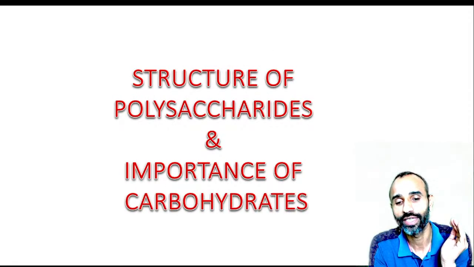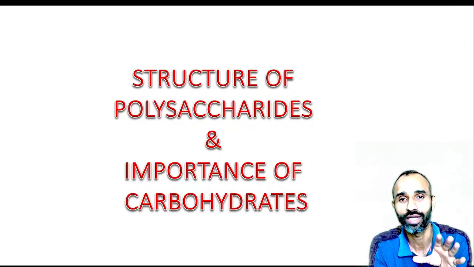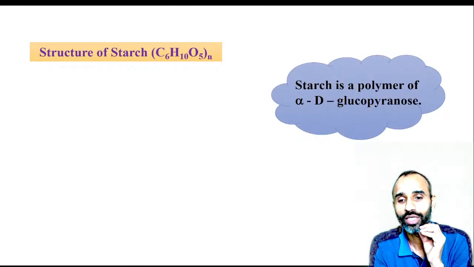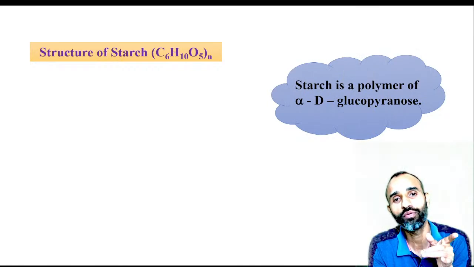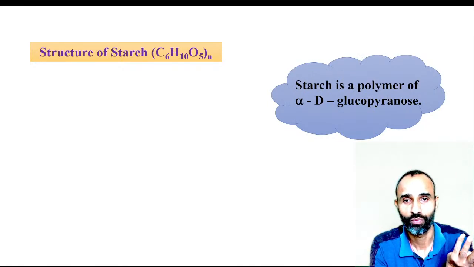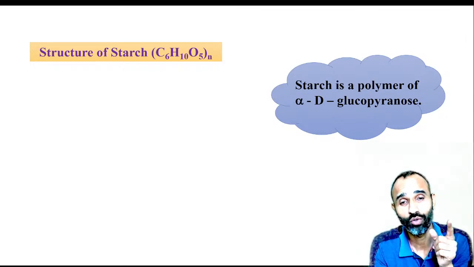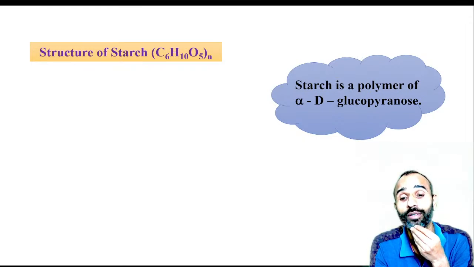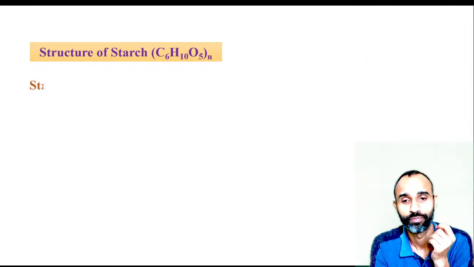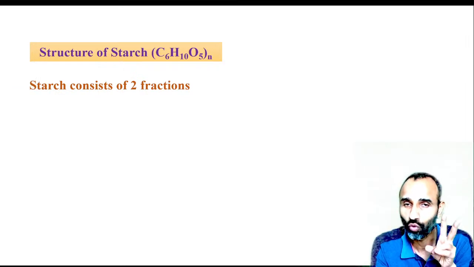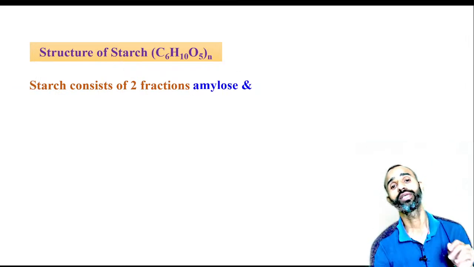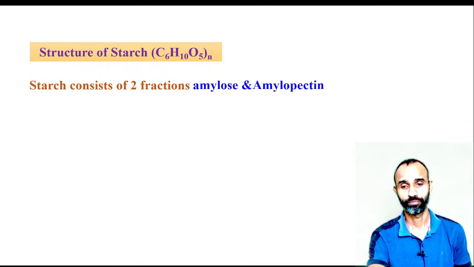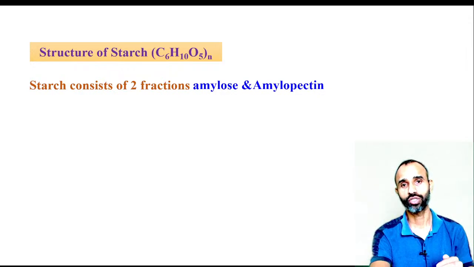Structure of polysaccharides and importance of carbohydrates, that is the last part of the topic. Structure of starch: starch is a polymer of alpha D glucose, and cellulose is a polymer of beta D glucose. Starch consists of two fractions, one is amylose and the other is amylopectin. These are the two polysaccharides of starch.